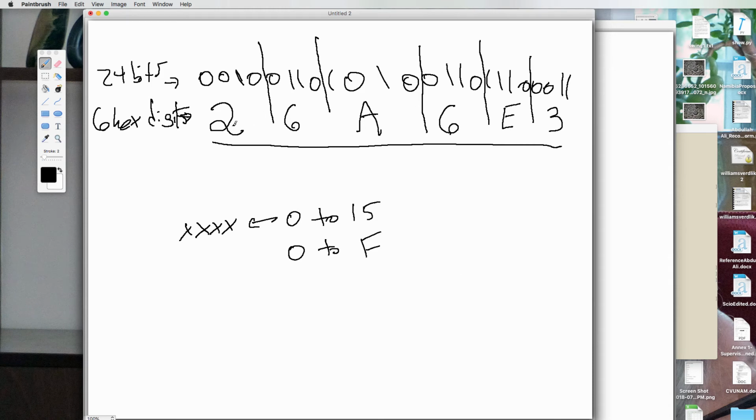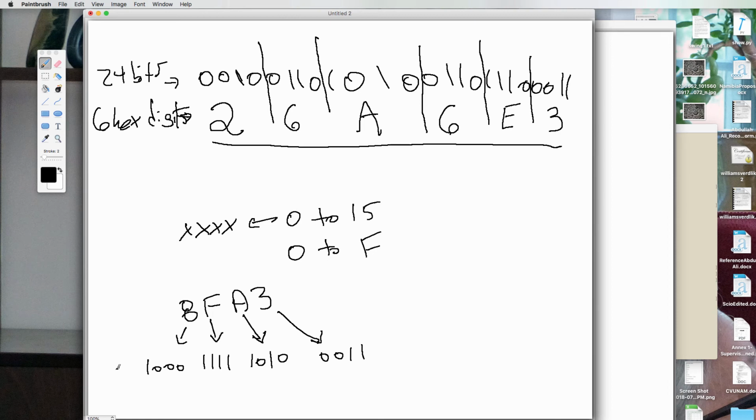So the way to convert back and forth is to think of each hexadecimal digit as being 4 bits. It's going to be a number between 0 and 15. Suppose I have 8FA3. Well, the 8 is 1, 0, 0, 0. The F is 1, 1, 1, 1. The A, remember A is 10. 10 is 8 plus 2. That's 1, 0, 1, 0. And the 3 is going to be 0, 0, 1, 1. So this is taking a hex number and converting it into a binary number.